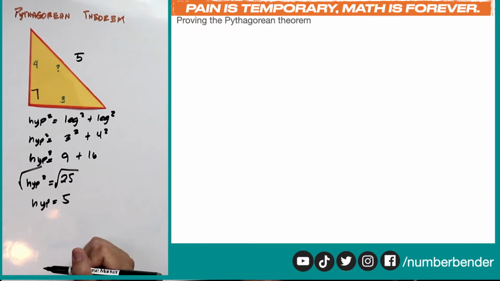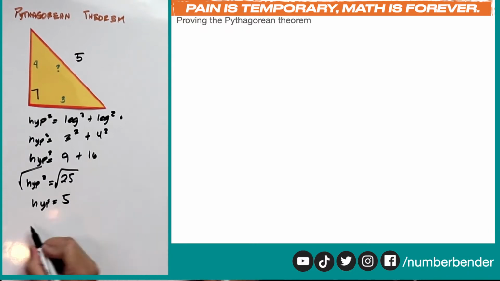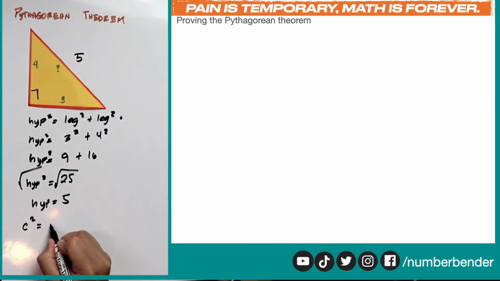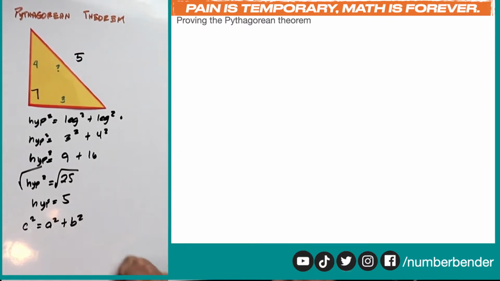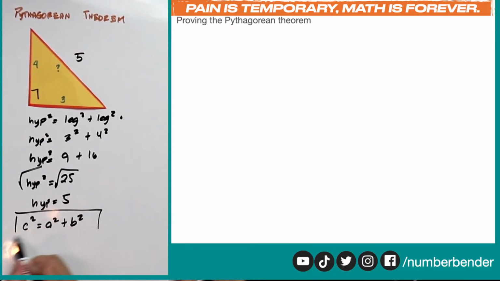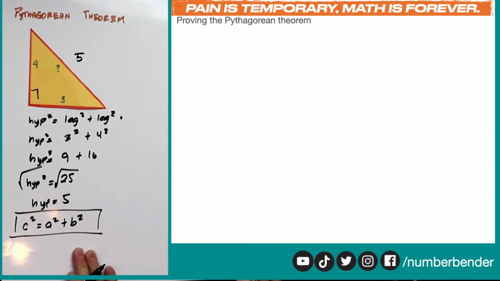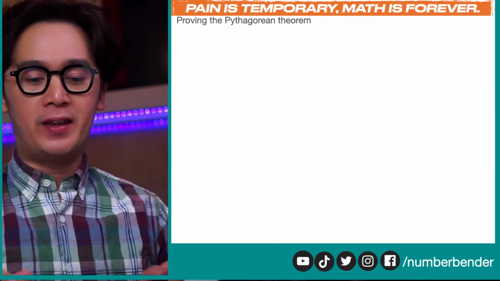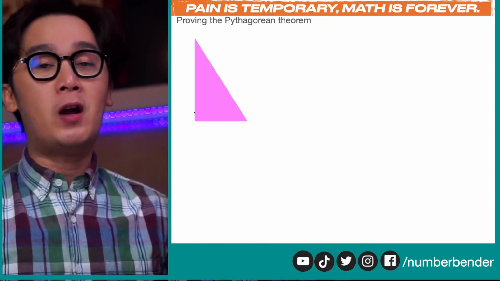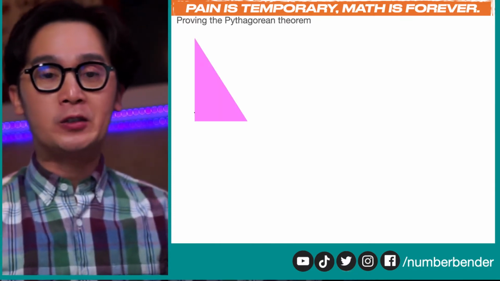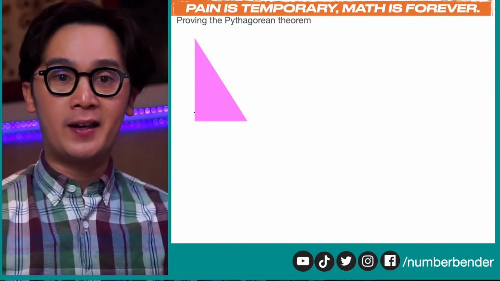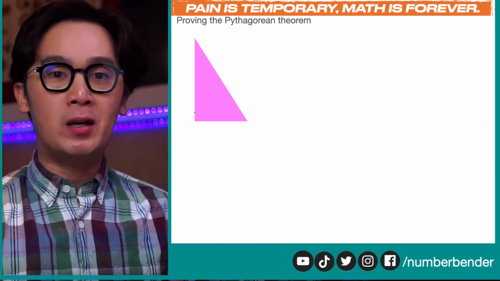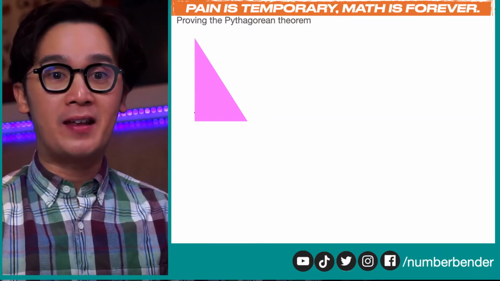Another way to write the Pythagorean theorem is c squared is equal to a squared plus b squared. This is what we're going to be proving today: how we're able to come up with the formula that we use to help us solve a geometry problem similar to this one. So let's start with the right triangle, which is what we are using to show how the Pythagorean theorem works.